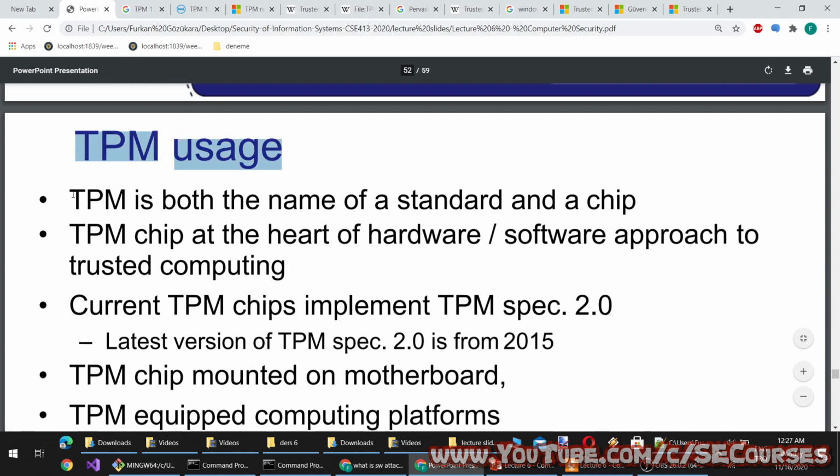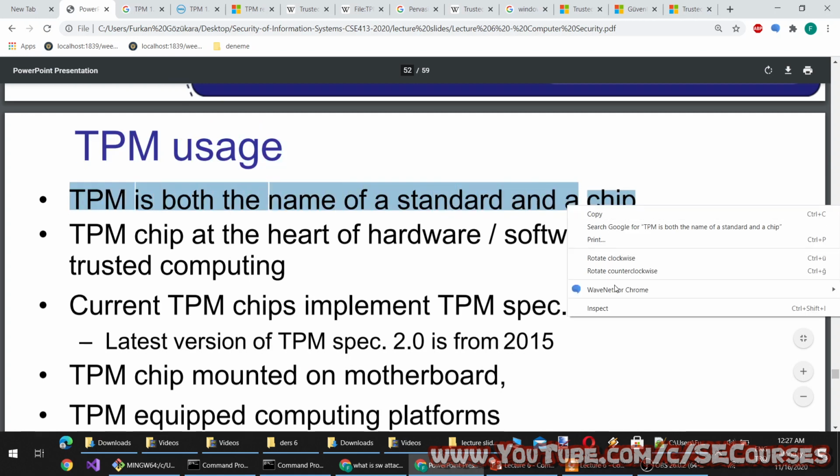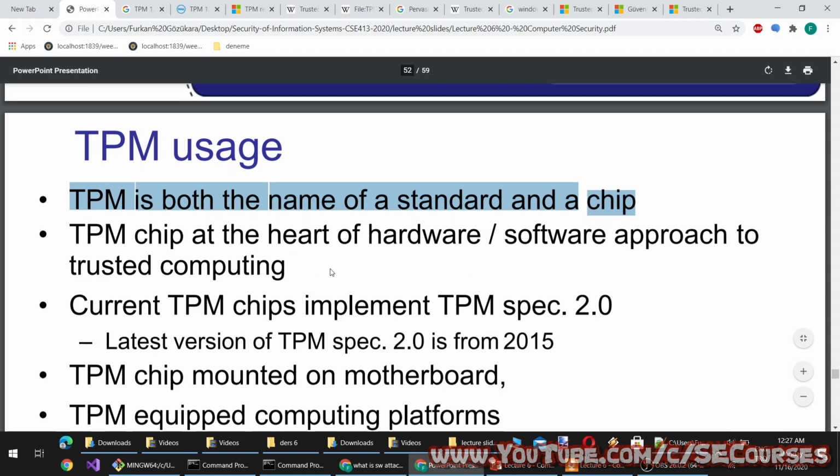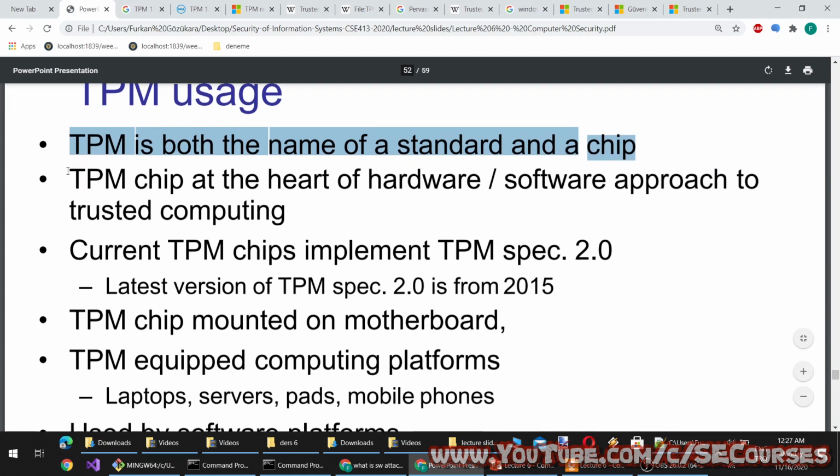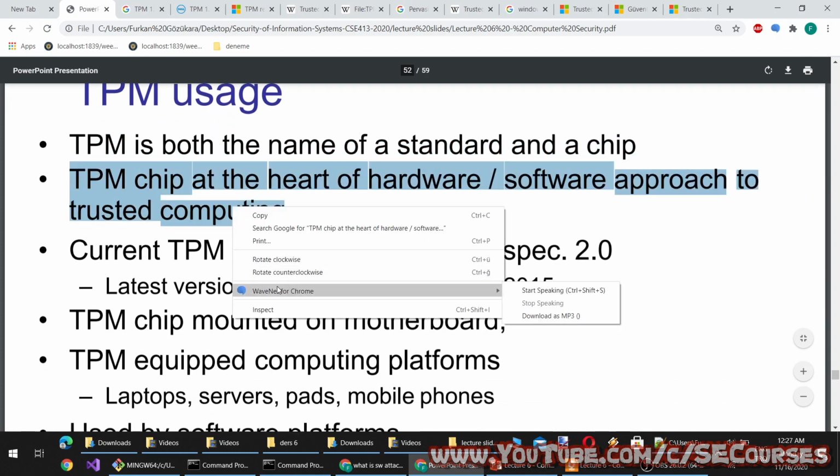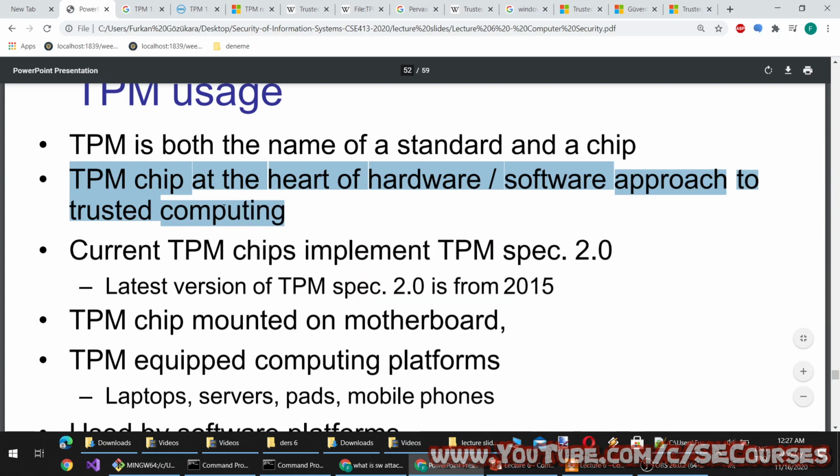Okay, so TPM usage. TPM is both the name of a standard and a chip. The TPM chip is at the heart of a hardware and software approach to trusted computing.